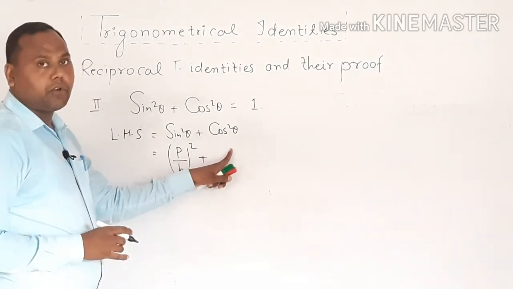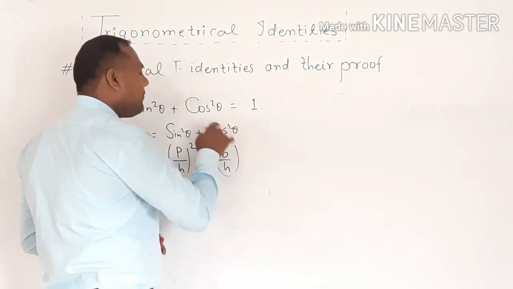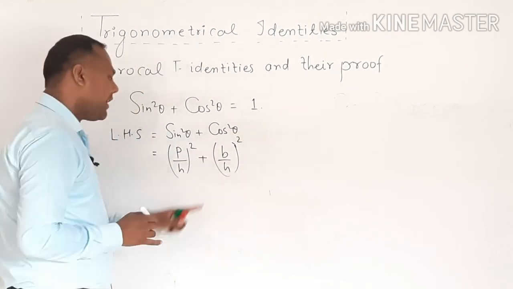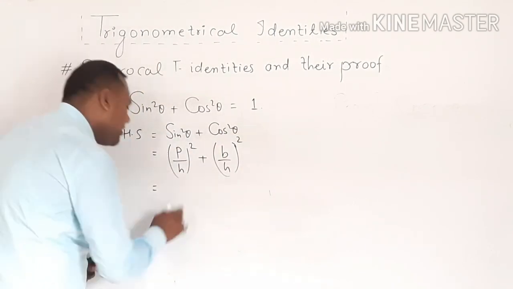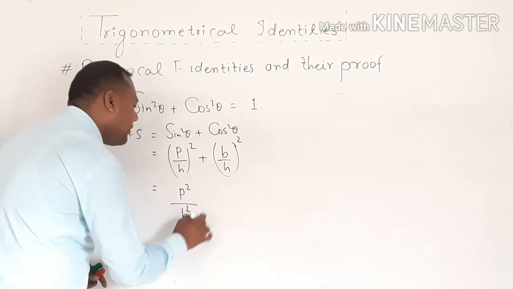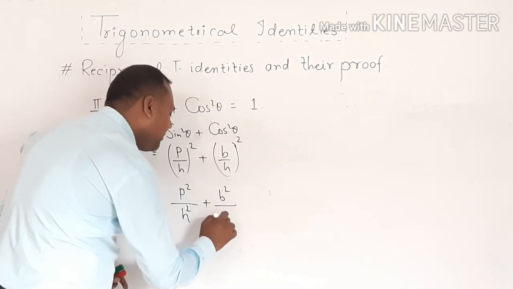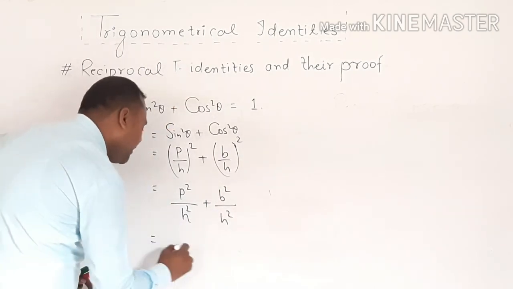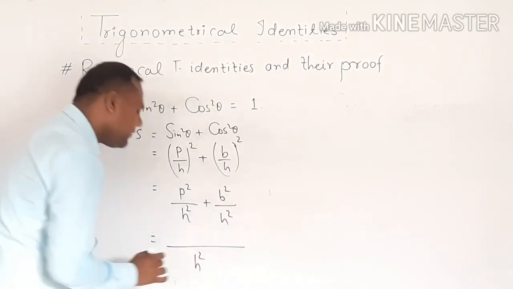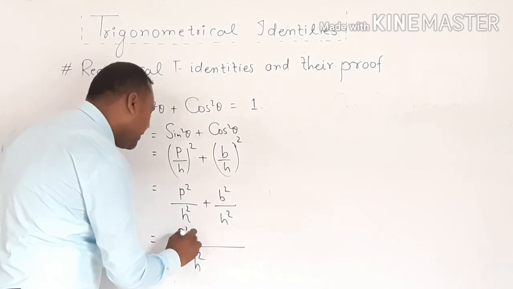What is the meaning of cos theta? Cos theta means B upon H, and it is in the form of a square, so we put a square here, and after that we have to calculate. That means this is P square upon H square plus B square upon H square. We can take the LCM of H square and H square. That means this is the H square, and after that P square plus B square.